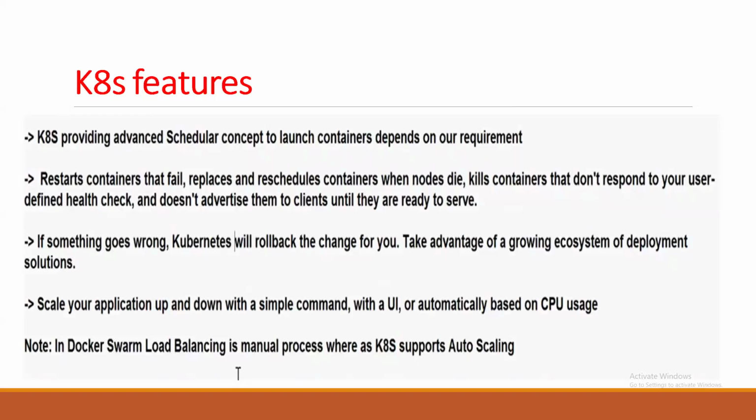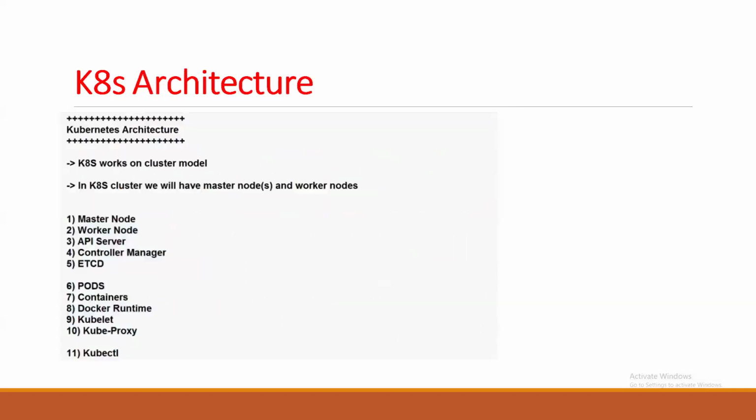If something goes wrong, Kubernetes will roll back the change for you. Take advantage of a growing ecosystem of deployment solutions. Scale your application up and down with a simple command, or with a UI. Automatically, based on CPU usage, it scales up. In Docker Swarm, load balancing is a manual process, whereas Kubernetes supports auto scaling. That's the reason Kubernetes is more popular than Docker Swarm.